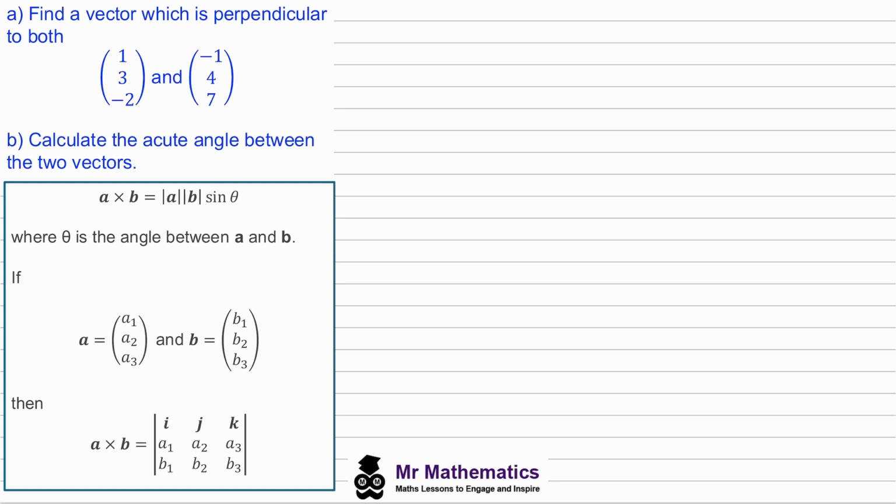Okay, so for question A, we've been asked to find a vector which is perpendicular to this one and this one. So if I sketch this as a quick diagram, we can say that this one is vector A, this one is vector B, and by crossing these together, we'll get the vector of this normal, which passes through A and B at 90 degrees. So if we say that this is A1, A2, and A3, B1, B2, and B3, then we can substitute these into this equation.